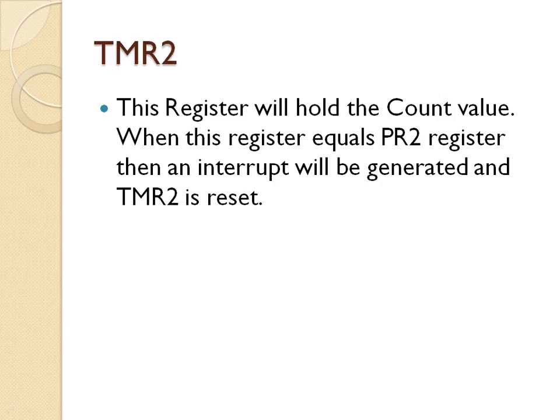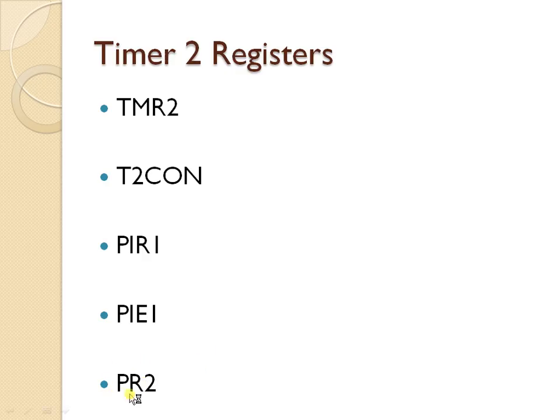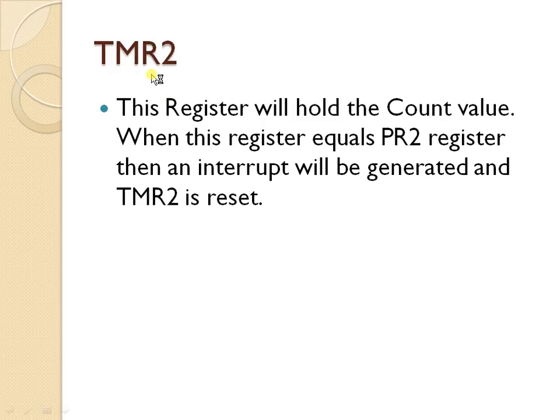Now it is an 8-bit register, and this register is always compared with the PR2 register. Just now we have seen one register with the name PR2. So always the value of Timer 2 is compared with this PR2 register. When both are equal, when Timer 2 and PR2 are equal, then it will generate an interrupt as well as TMR2 is reset.